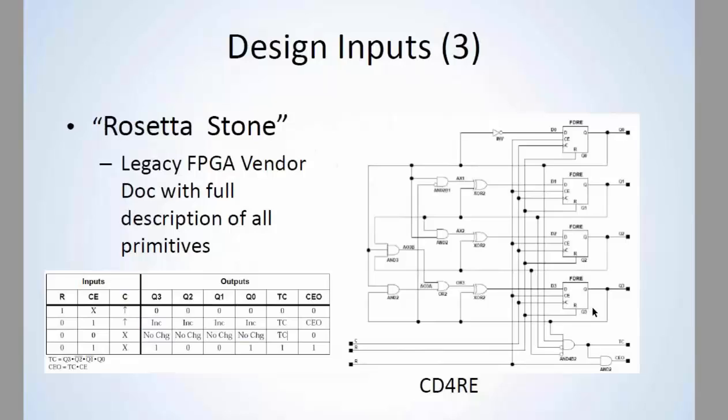Our third input, and bless their hearts, the FPGA vendor, way back when, probably sensed that the methodology they had would not last forever, and provided in complete detail descriptions, block diagrams, truth tables of all of the primitives. So I was able to use this as a Rosetta Stone in understanding what was actually contained in the design once I got down to the primitives. Knowing the difference between a CD4RE and the CD4SC matters because you can't just infer that from the view logic.